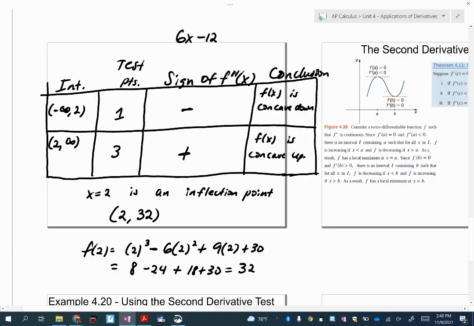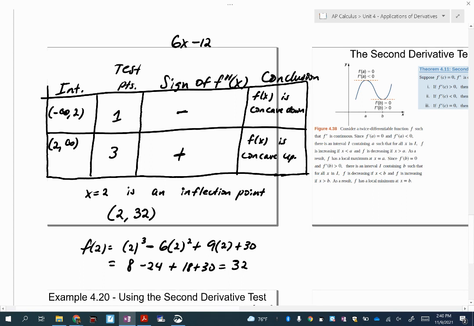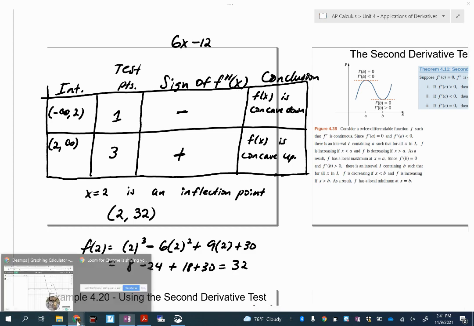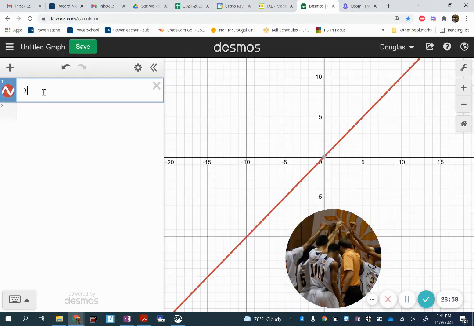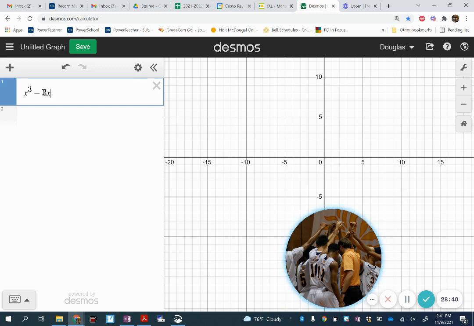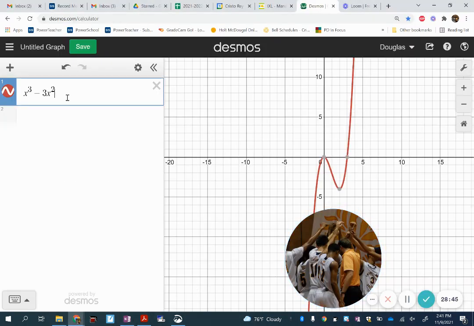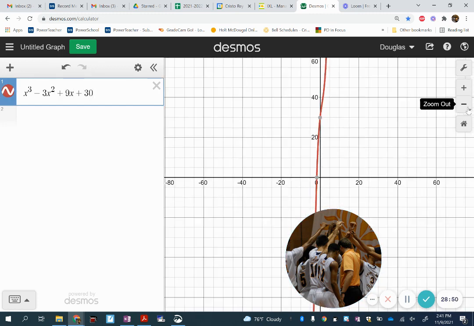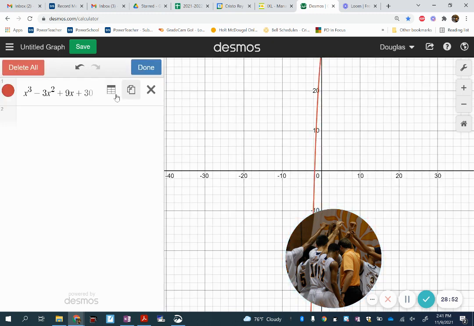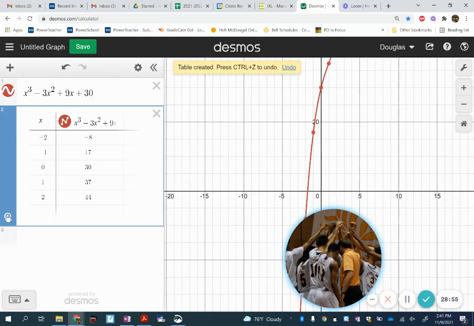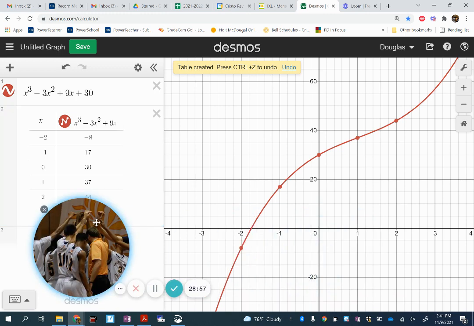Okay? So let me type in the original function here so I can show you what is happening in the graph. All right, so I'm going to type in x cubed minus 3x squared plus 9x and then plus 30. All right, where are we at here? Let me do a table so we can zoom in. Don't need to do a table, but I wanted to zoom in. There we go. That's much better. Move this out of the way.